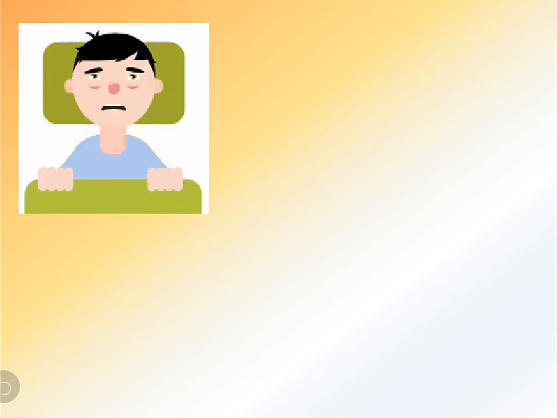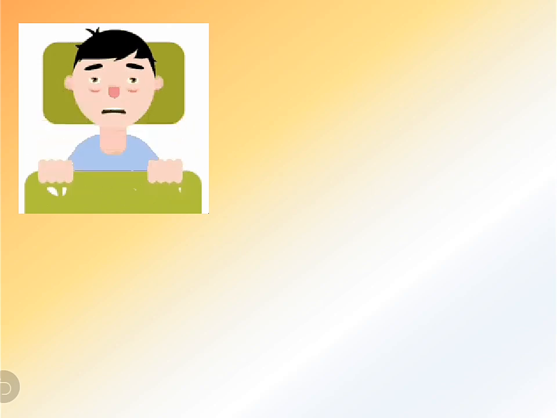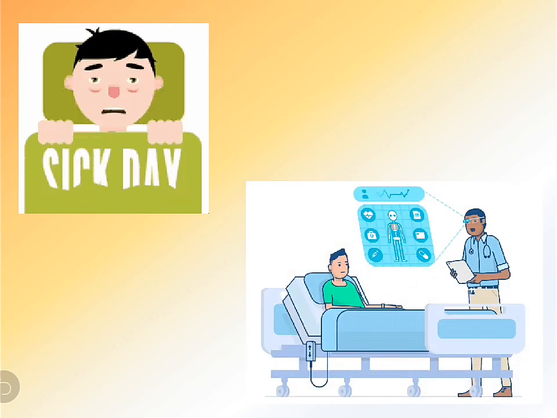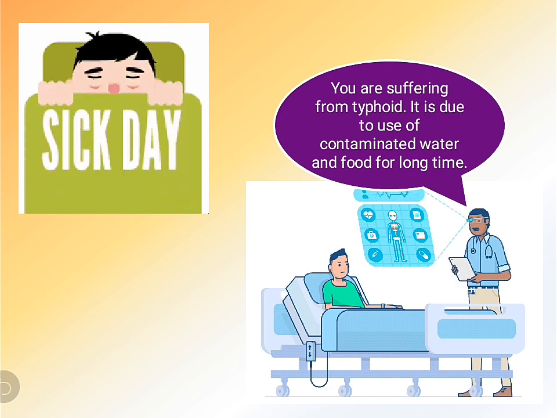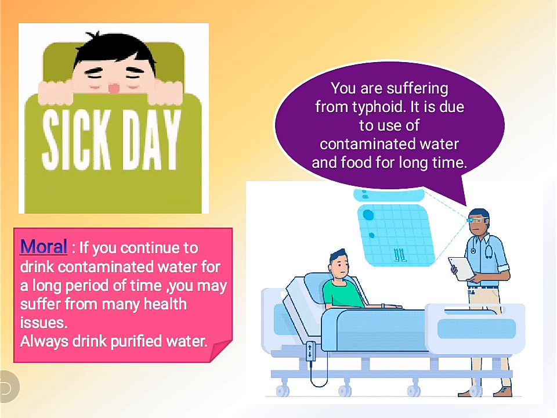One day, Rocky was suffering from high fever and stomach ache. When he was taken to the hospital, the doctor told that he was suffering from typhoid, which was due to use of contaminated water and food for a long period of time. So children, we should always drink purified water.